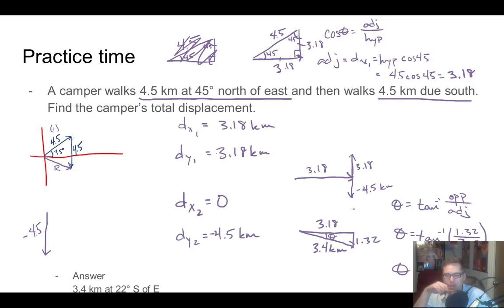So that's vectors. Do lots and lots of practice. This is very, very important stuff. It's super complicated. It's not easy, so you're going to have to do lots of practice.